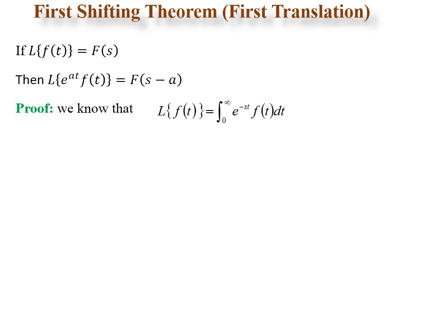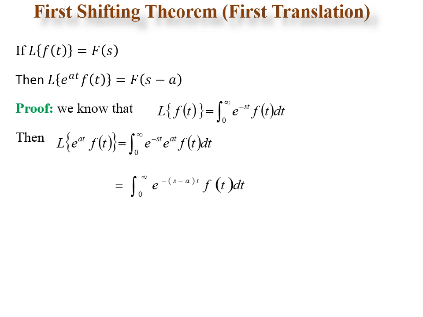How do we prove this? As we know, the Laplace transform of f(t) is the integral from 0 to infinity of e to the power minus st f(t) dt, according to the definition. So for the left hand side, the Laplace transform of e to the power at f(t) equals the integral from 0 to infinity of e to the power minus st, and in place of f(t) we write e to the power at f(t), dt. So it becomes e to the power minus (s minus a)t f(t) dt.